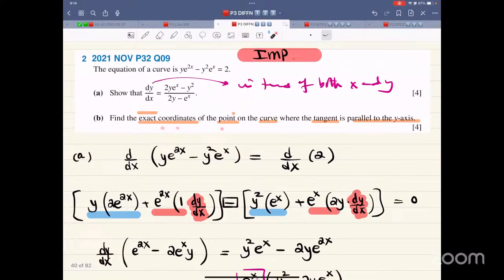Find the exact coordinates of the point on the curve at which tangent is parallel to y-axis. A lot of people, they ask this question. Let's also look at the first part.